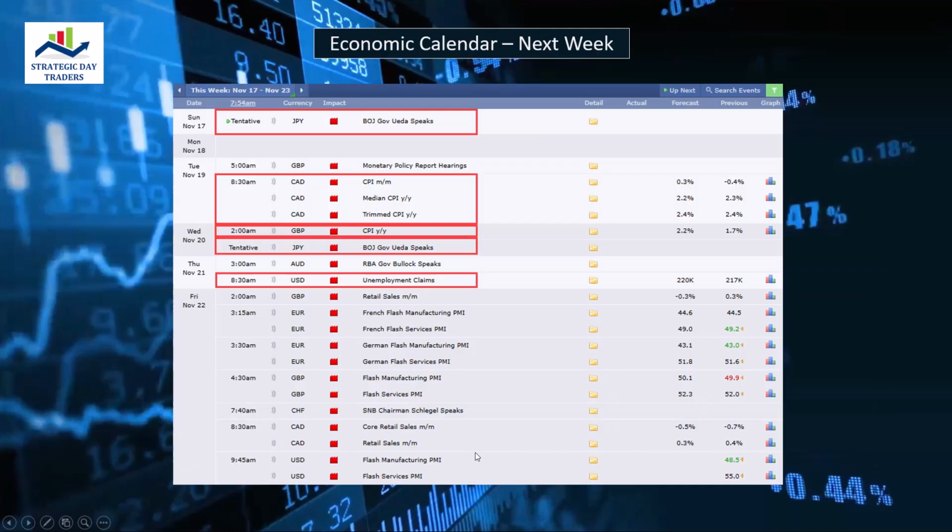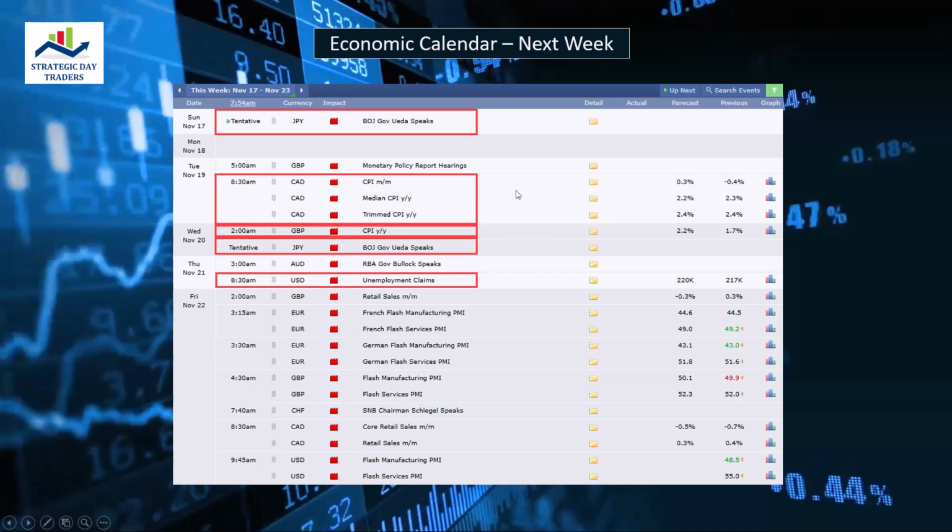Now let's take a look at the week coming up. We have some Japanese central bank news, or one of the governors coming out to speak, and that's either going to be in the overnight coming up ahead today, or potentially again or instead of on Wednesday. So that's still tentative. They're going to release that. I'll keep an eye out for that.